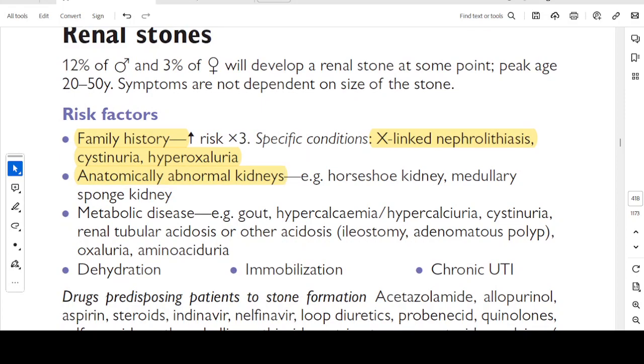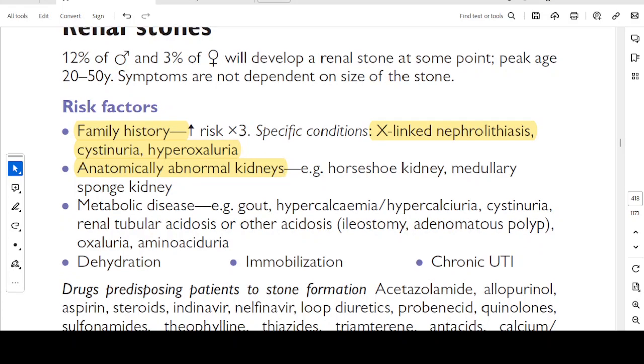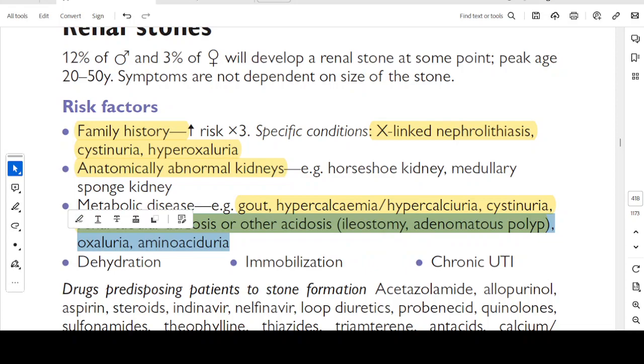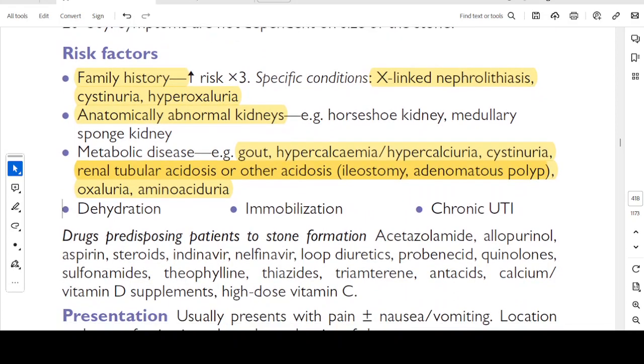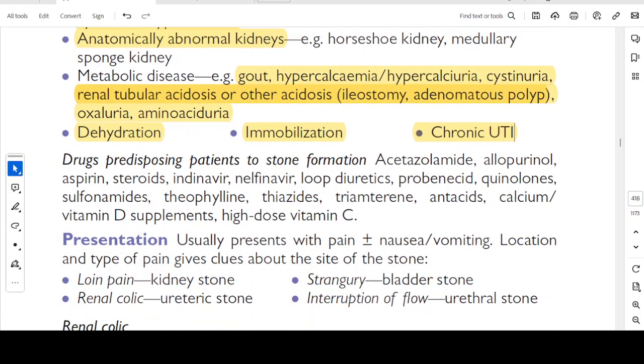Anatomic abnormalities of the kidneys, like a horseshoe kidney or a medullary sponge kidney, can lead to renal stone formation. Metabolic diseases like gout, where uric acid stones form. Hypercalcemia, hypercalciuria, calcium phosphate stones. Cystinuria, renal tubular acidosis or other acidosis, ileostomy, adenomatous polyps also cause renal stones. Oxaluria or amino aciduria also cause renal stones. So these are the metabolic diseases. And then finally dehydration causes stones, immobilization and chronic urinary tract infection. Chronic urinary tract infection predisposes to stone formation.